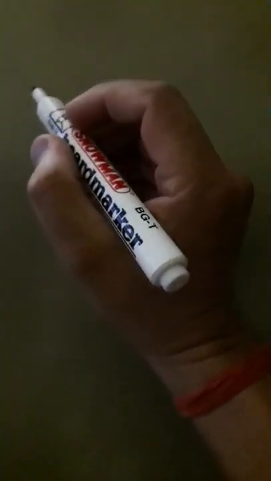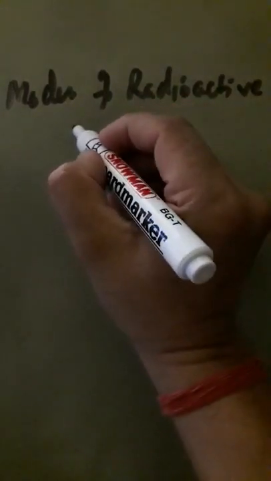Today I am going to talk about modes of radioactive decay. I will write this on this side because it is not coming in the screen. So basically, in radioactivity, there are three types of radioactive decay.